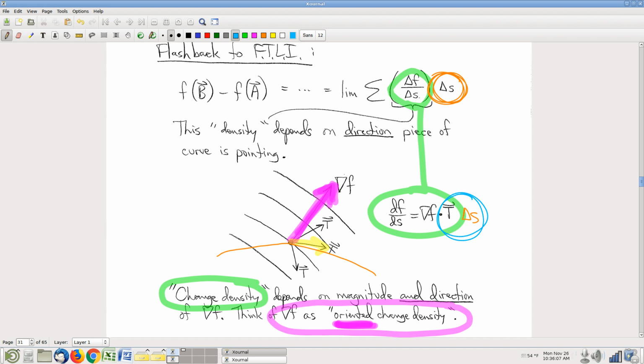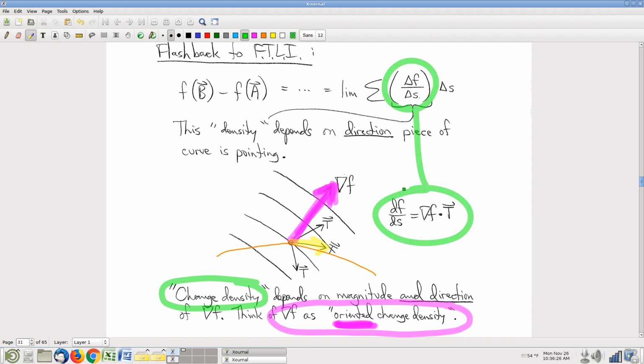Now that thing that I'm attaching, that I'm dotting with the gradient vector, t delta s, that is the dx vector, or the delta x vector, right? So it was just kind of a notational alternative. Let me write down the integrals in question.